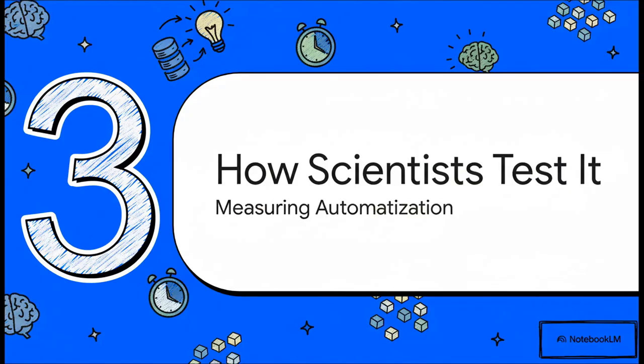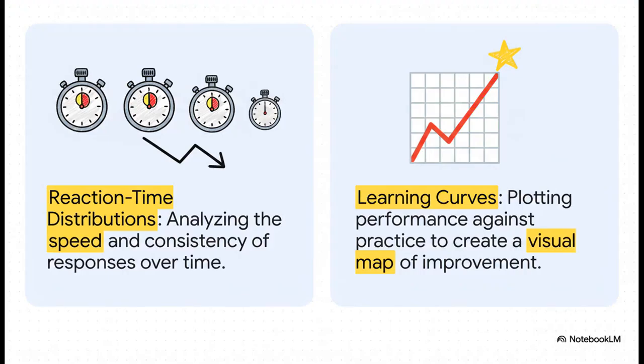Okay, so this sounds like a really cool theory, right? But how do we know it's what's actually going on in our brains? Well, let's take a look at how scientists actually test this stuff. So researchers have a couple of main tools in their toolkit for this. First up, you've got something called reaction time distributions. Basically, they don't just measure that you're getting faster, they look at how the speed of your answers changes. Are they getting more consistent, less all over the place?